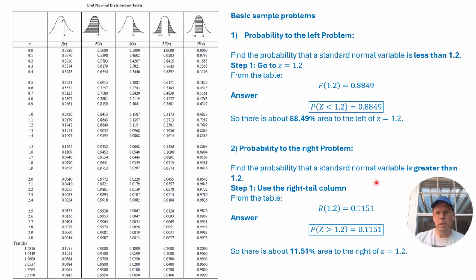Find the probability that a standard normal variable is greater than 1.2. So use the right tail column now. So we're going to use this right tail one here. So Z equals 1.2. It's 0.1151. So we're going to pull this value right here from the right side. And the probability of greater than 1.2 is 0.1151. So there's 11.51% area to the right of the Z value of 1.2.